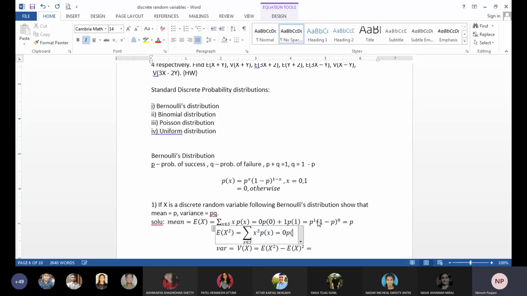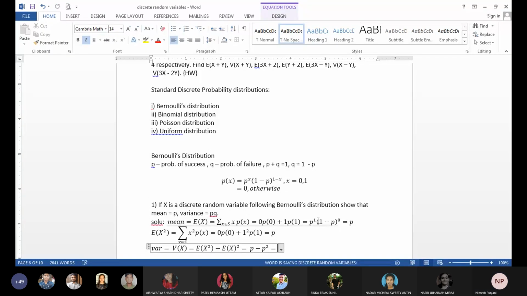So 0 into P of 0, and in fact it will be the same: the square of 1 is 1 only. So 1 square turns out to be P of 1, so we get it as p. E of x square also we get as p. So now what is the variance? E of x square minus E of x the whole square, so p minus p square.